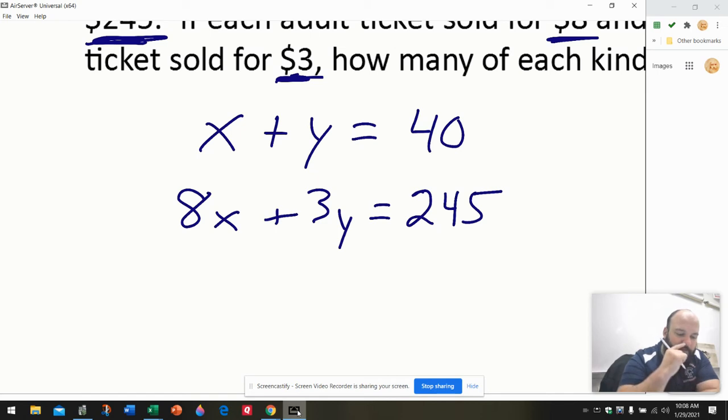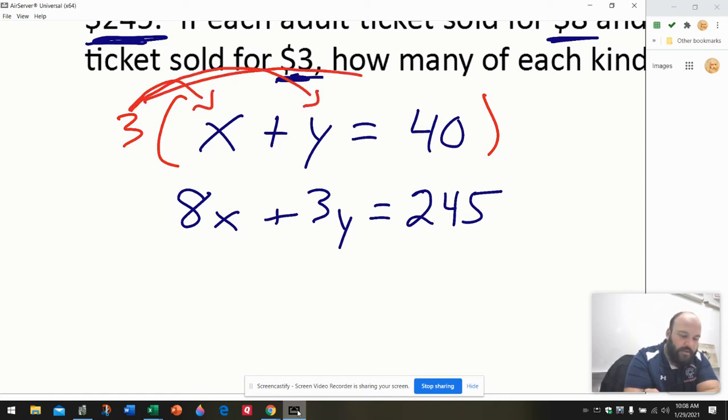I'm going to multiply this first equation. The easiest thing to do would be to multiply this by 3. I'm going to multiply it by 3 here, there, and there. Now I'm going to write a new equation.